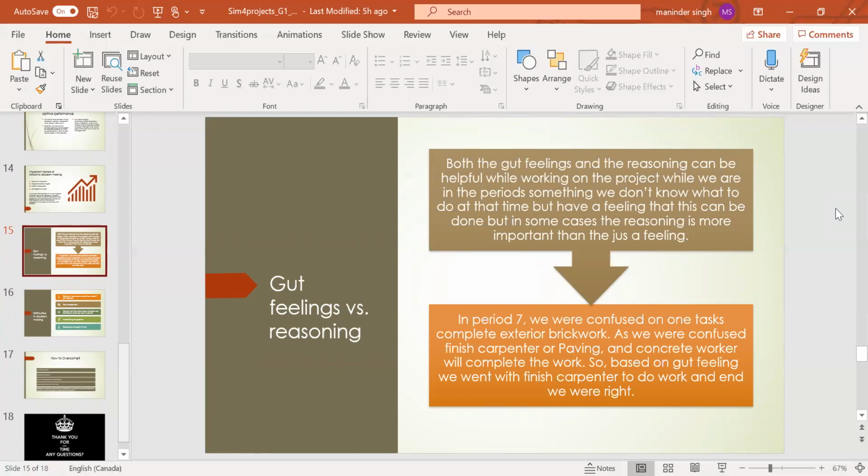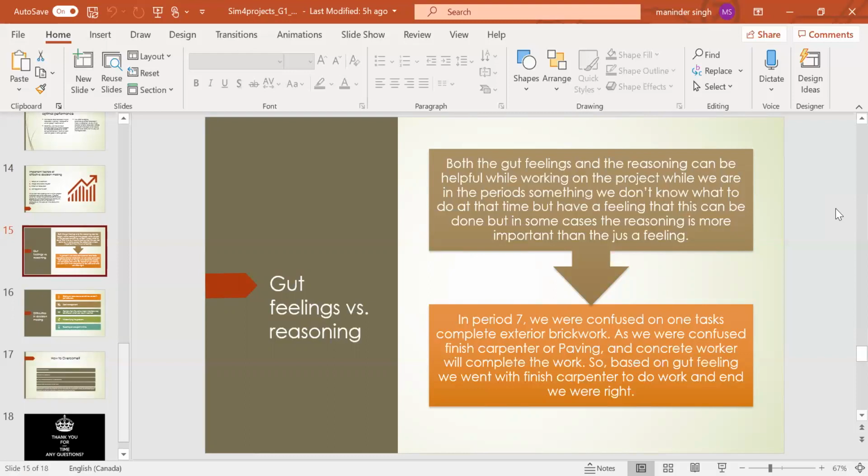Suppose we have something to do in a project, and if you know the logic behind that work, if you know how to do it, then we can apply reasoning to complete the work in the project. Sometimes we come across situations or work that we don't know how to do, as we came across while dealing with the different periods from 1 to 12. But we had some good feelings that this should be done in this way. So we proceeded with gut feelings, and finally we got our results, and we were right about that particular decision we took for that work.